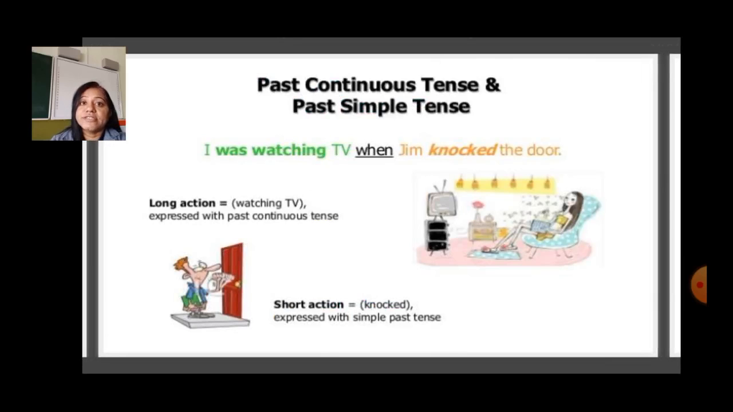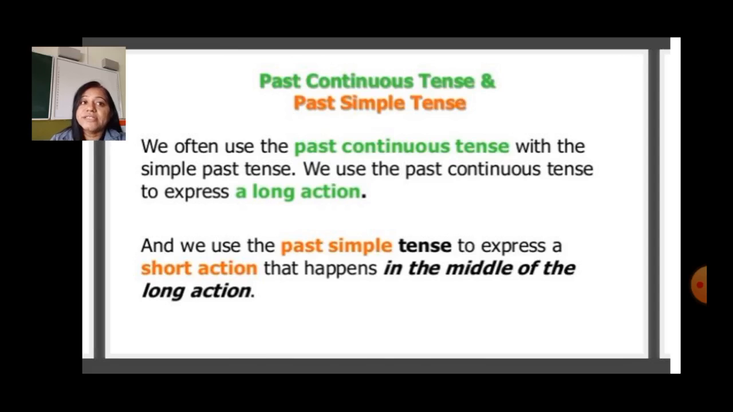Past continuous tense and simple past tense. I was watching TV when Jim knocked on the door. Jim knocked on the door. This action is in the past, so it is simple past tense. But at that time, I was watching TV. That is a continuing, ongoing process, so we use past continuous tense. The long action, watching TV, is expressed with past continuous tense, and the short action, knocked, is expressed with simple past tense.